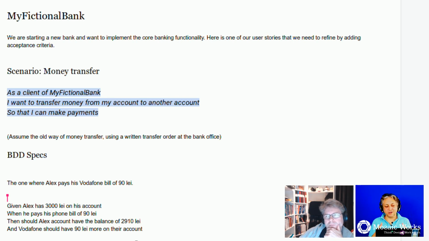Yes. This is one thing. The second thing, what if the user story would come with a UI mock-up that shows you the fields that you fill in to do the transfer and all these things? Would you do the same type of specs, or would you start from the UI and talk more in the UI field? Yes.